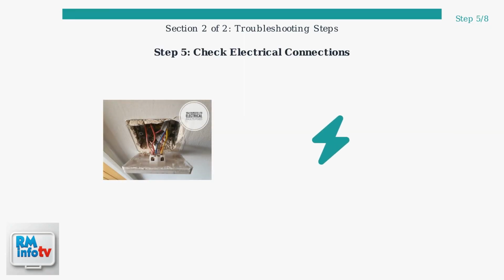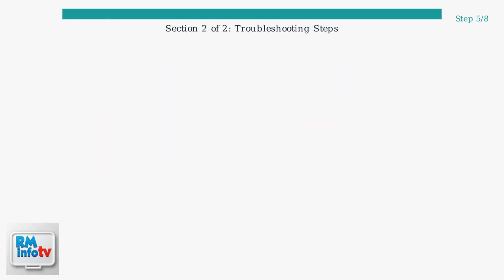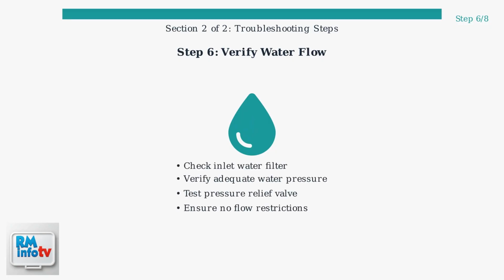Step 5. Check all electrical connections. Look for loose or corroded connections and ensure the unit is properly grounded. Faulty electrical connections are a common cause of ignition failure. Step 6. Verify proper water flow. Check the inlet water filter for clogs and ensure water pressure is within the correct range. Poor water flow can prevent the unit from initiating the ignition sequence.